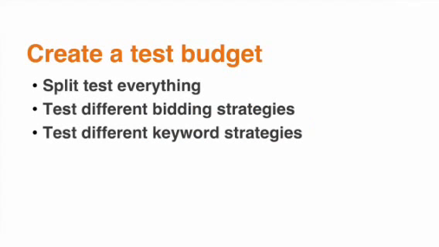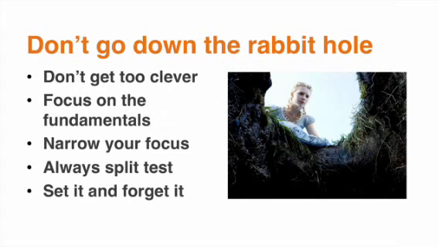One, create a test budget. Like I said, you should be testing everything. Split test ads, testing different bidding strategies, and testing different keyword strategies. So I suggest that you just set aside a little test bucket, in terms of budget and in terms of separate campaigns where you can just try some different things. The power, again, of online advertising is being able to measure everything and seeing results quickly. So I really suggest that you give yourself the opportunity to just play around with some different things to learn from it.